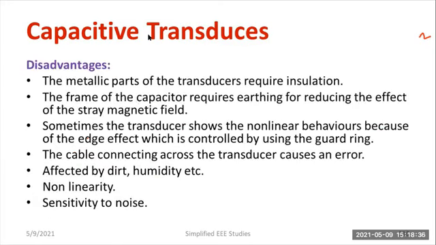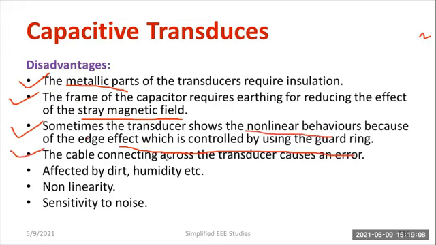But there are certain setbacks. Let us list out a few setbacks of a capacitive transducer. The metallic parts of the transducer require insulation, and the metallic parts may also lead to corrosion. The frame of the capacitor requires earthing to reduce the effect of stray magnetic field, otherwise it may cause some kind of errors. Sometimes the transducer shows non-linear behavior because of the edge effect, which is controlled by using a guard ring.